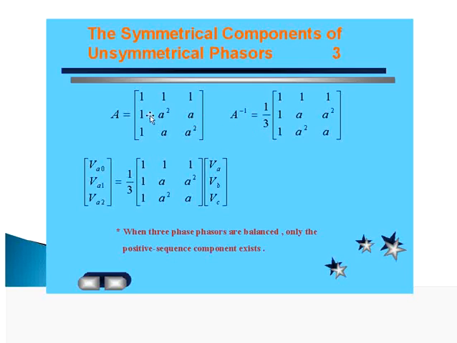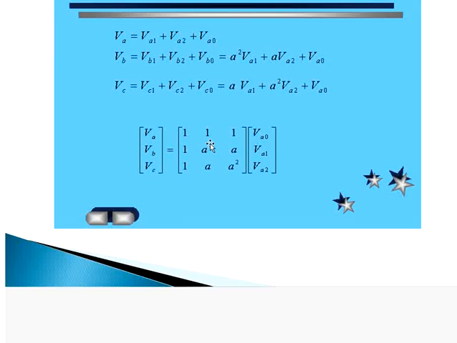Now I want to represent this in symmetrical components. This matrix I am shifting to the LHS side. If I shift this matrix to the LHS side, it becomes the inverse. So after multiplication, what I get is written here: VA0, VA1, VA2 equals 1 by 3 times this inverse matrix, 1 1 1, 1 a a squared, 1 a squared a, times VA, VB, VC.